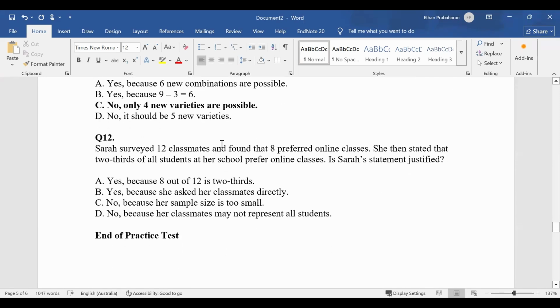Sarah surveyed 12 classmates and found that 8 prefer online. She's stated that 2/3 of all students prefer online. Is Sarah's statement justified? Probably not. Is it because the sample size is small or because her classmates may not represent all students? Probably both. I think the strongest one is D. Again, the AI answer might be unreliable here.